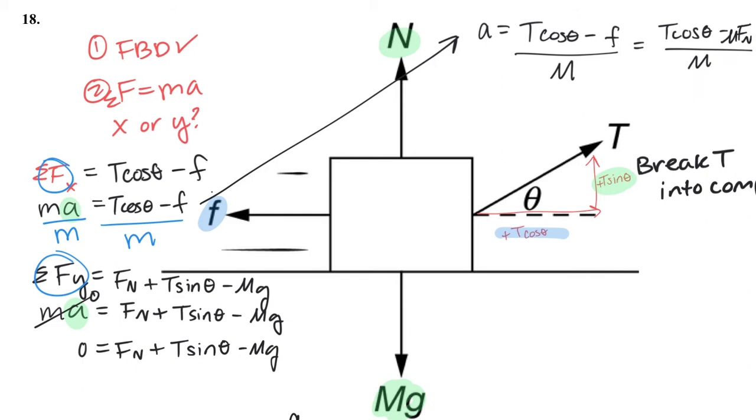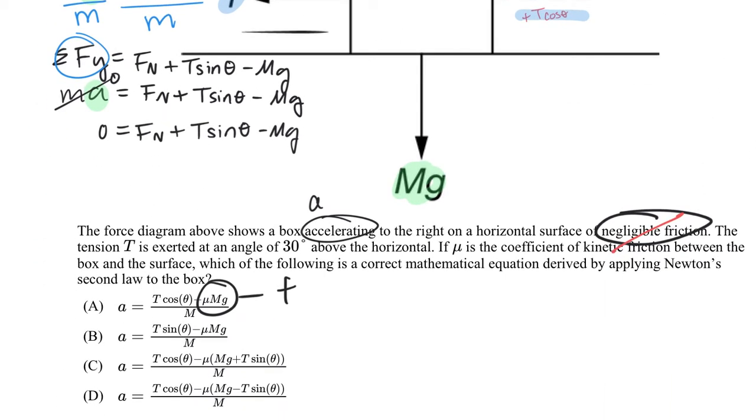So mu times force of normal is an equation that you should know. Force of friction is equal to mu times force normal. That's the force of friction equation. You should know this, and it's also given to you on your equation sheet. And I can see that I could stop here and just declare that the answer is going to be A, because it does look like the answer is A, but it's a trick. It's not A.